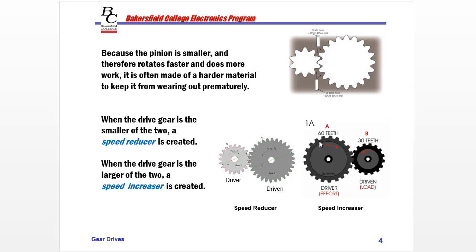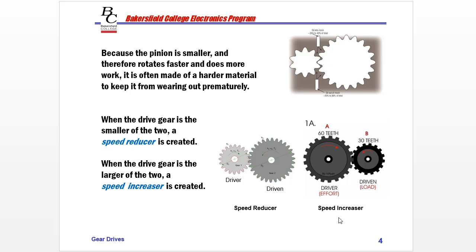And then when we have the larger gear being the drive gear, we call it a speed increaser. So as this spins around once, 60 teeth are going to engage. So it's going to engage 60 teeth of the driven gear. But there are only 30 teeth on this gear, so this gear will have to spin twice as fast to engage the same 60 teeth. It'll spin around twice for each revolution of this drive gear. So we call that a speed increaser.